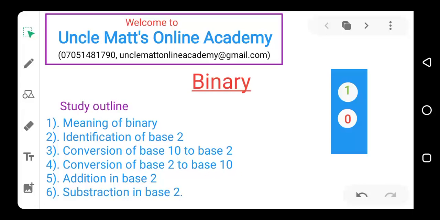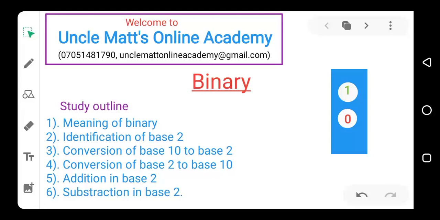Today we want to learn about binary, and we're going to learn the following: the meaning of binary, how to identify binary or base 2. Binary is also called base 2, and we also learn how to convert base 10 to base 2, then how to convert base 2 to base 10, and how to do addition in base 2, and finally how to do subtraction in base 2. Now, what is binary?